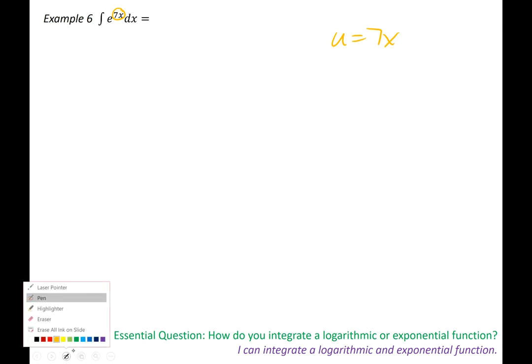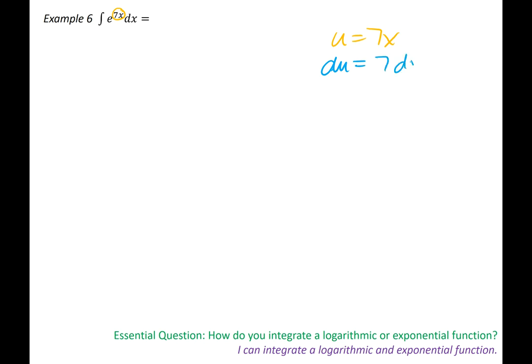I'm going to immediately take the derivative. So du equals 7 dx, which means I am multiplying top and bottom, or multiplying by 1, or a fancy one that's just 7 over 7. I'm going to shove that 7 inside. So I have 1/7 times 7e to the 7x dx. So now let's match it up again.